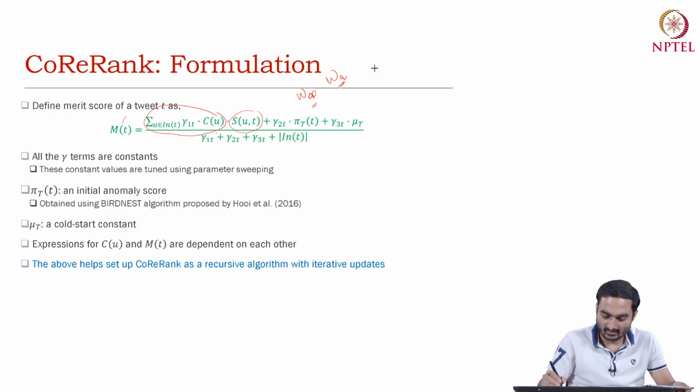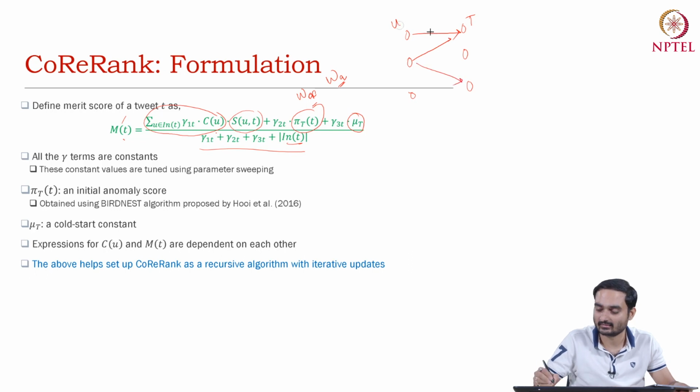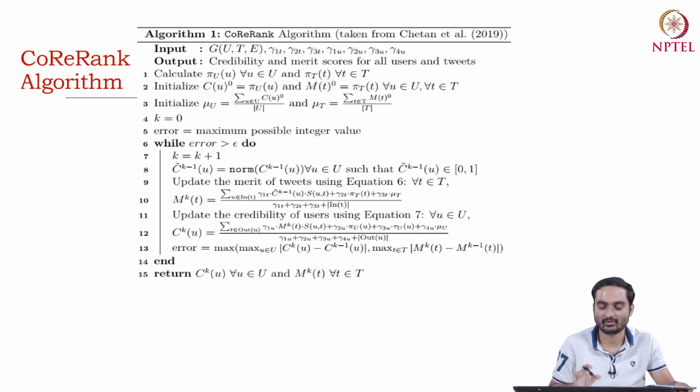Okay. And along with this we have this bird nest score, seed score, and we have the parameter to address the cold start problem. Okay. And this is normalized by the constants and the in degree. Remember, this is a directed graph, directed bipartite graph, user tweet. So, for user this would be out degree, for tweet this would be in degree. Okay. So, now let us look at the algorithm, the CoReRank algorithm.